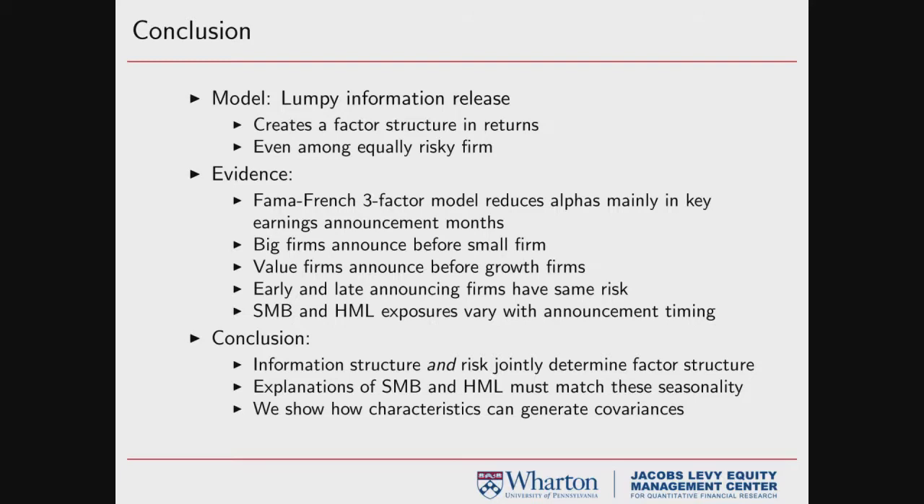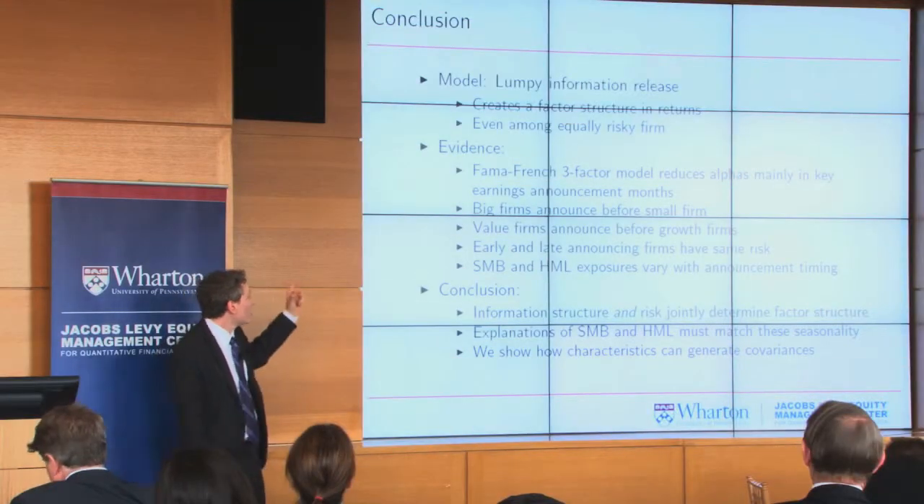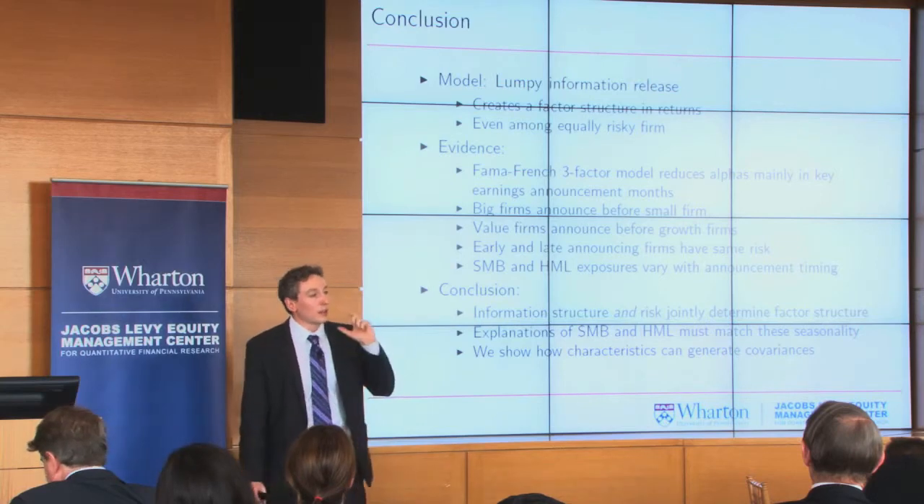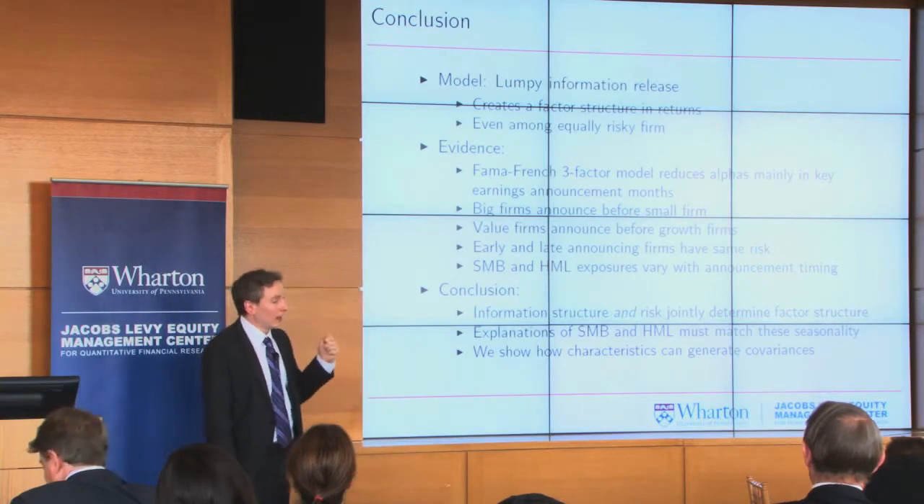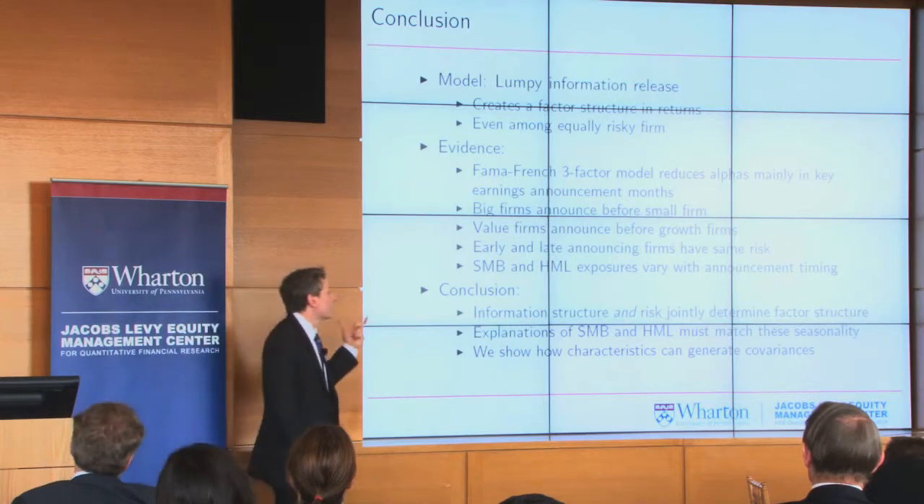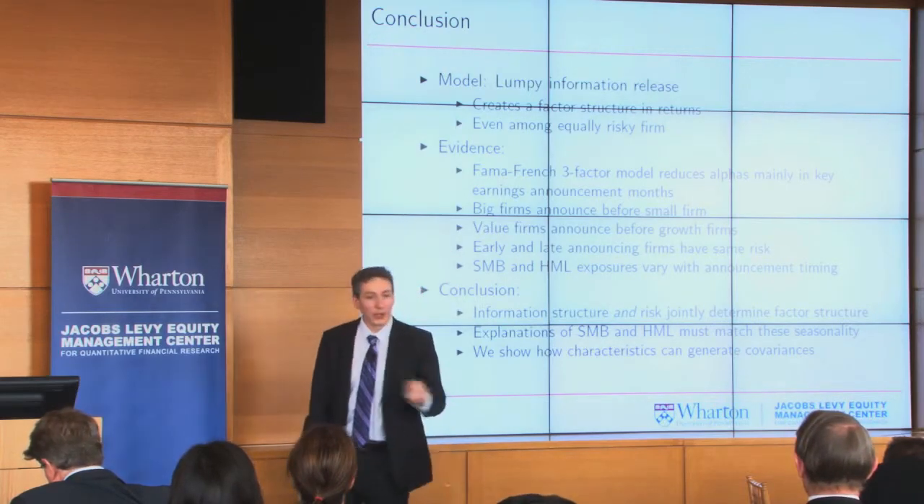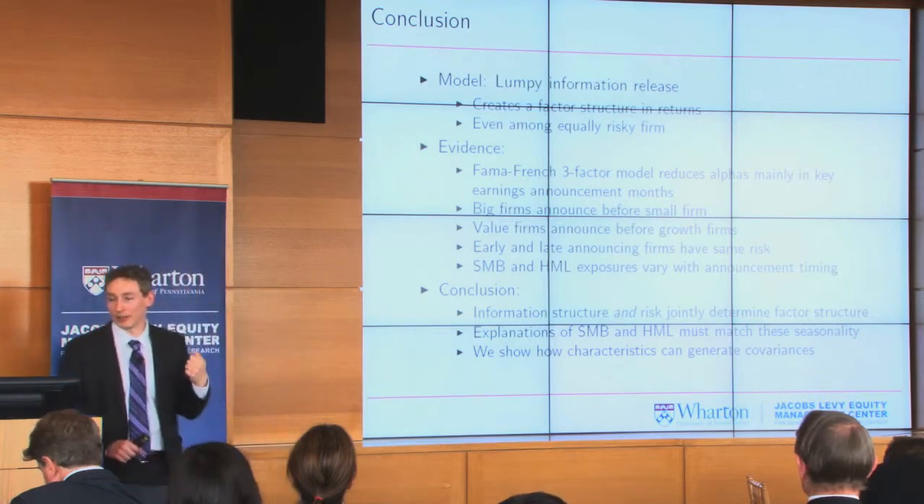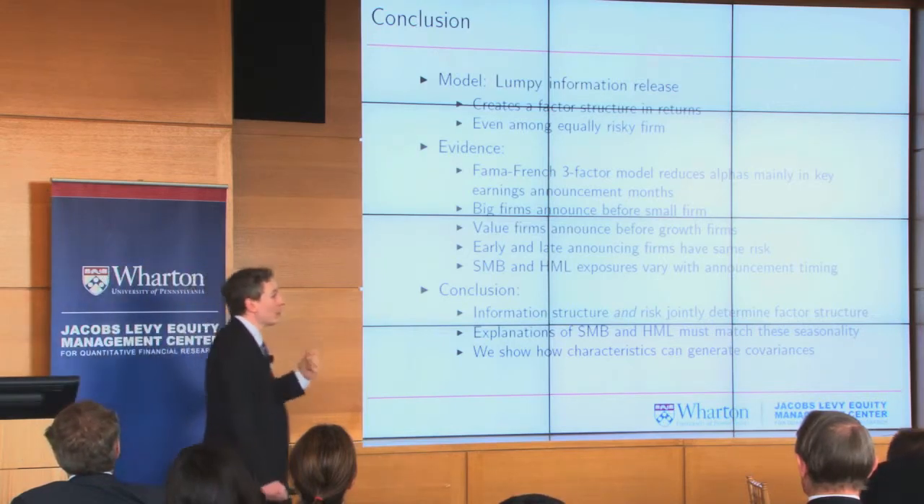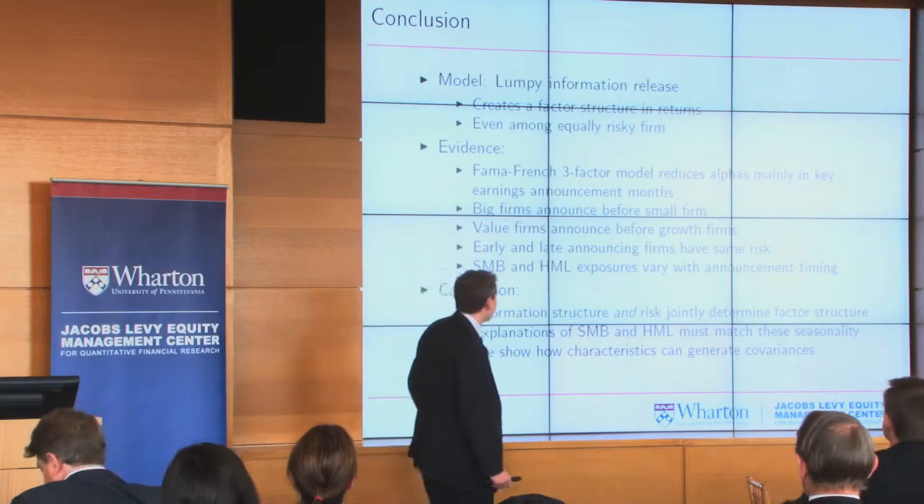We go and look at the data, and we find strong support for this mechanism. Our Fama-French model's improvement happens mostly in the early periods of the quarter, when most earnings announcements are happening; around 80% of the improvement happens in the first months of the quarters. We see consistent differences in when firms sorted on the Fama-French characteristics announce: big firms announce before small firms, and value firms announce before growth firms. We find evidence that early and late announcing firms have the same risk. We also find evidence that the market premium is concentrated in early months of the quarter, and the factor premiums are concentrated when the long end of the portfolio tends to announce.